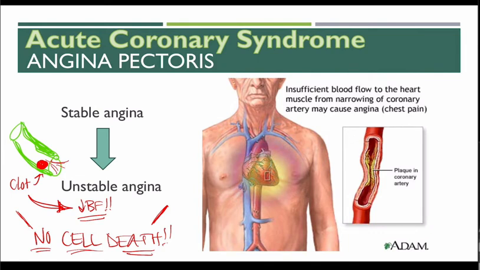So unstable angina is a sudden reduction or block in blood flow to the heart that causes symptoms in no relation to exertion or activity. They do not go away with rest, but the obstruction to flow, while serious enough to cause ischemia, is not so bad that it results in cell death.